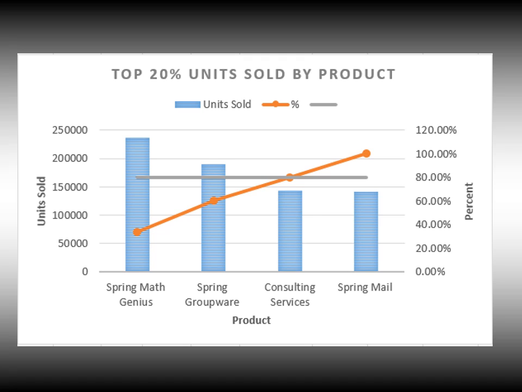Another graph I thought was very useful and taught me a lot of new information about Excel was the Pareto chart. The Pareto chart's purpose is to show that the top 20% of the units sold reaches 80% of the total earnings of a company.